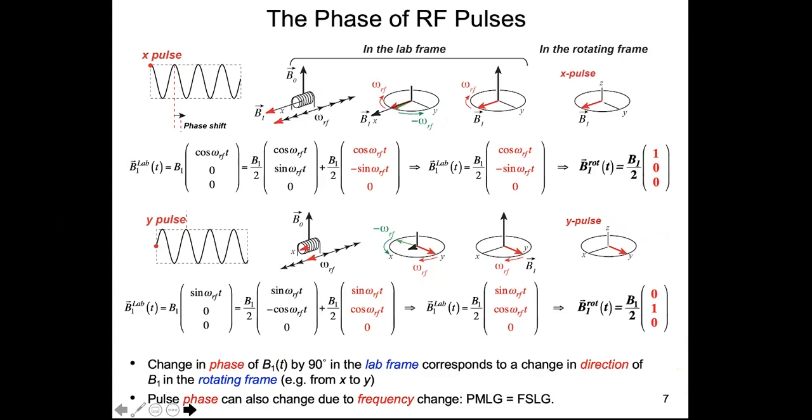So the pulse phase is regulated in this way by just changing where you start. And one can also change pulse phase in other ways by frequency change and so on. I won't go into that detail. In solid state NMR, people do frequency switch Lee-Goldburg, homonuclear decoupling, or phase modulated Lee-Goldburg, and that basically comes from this concept.